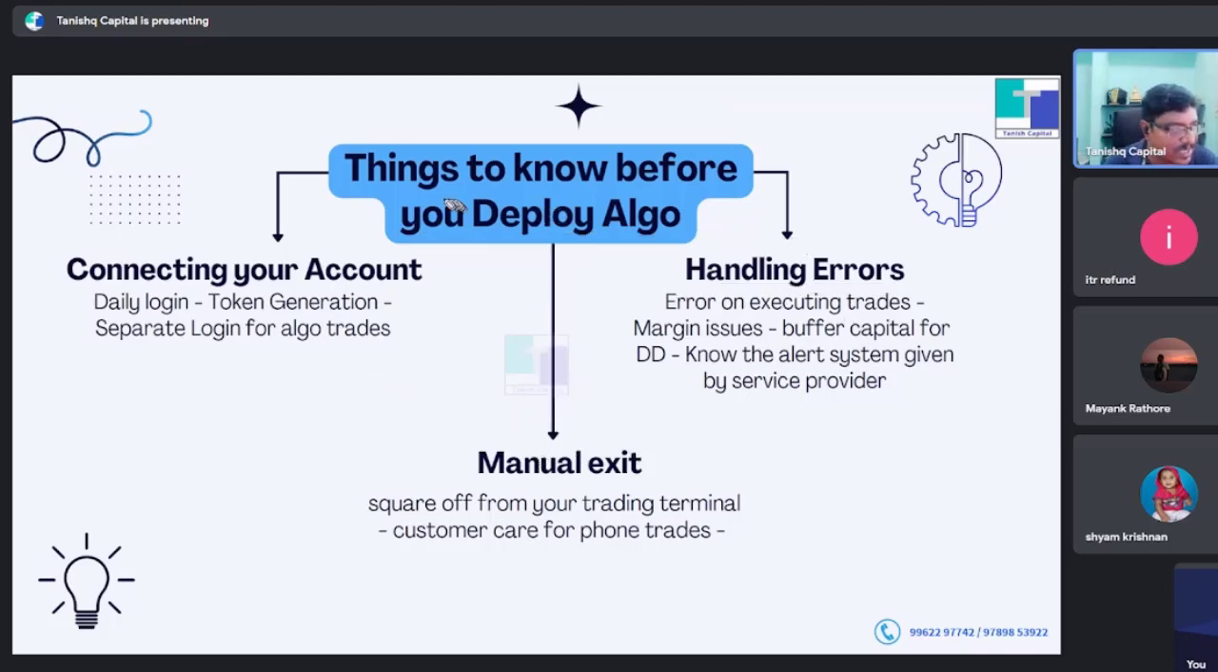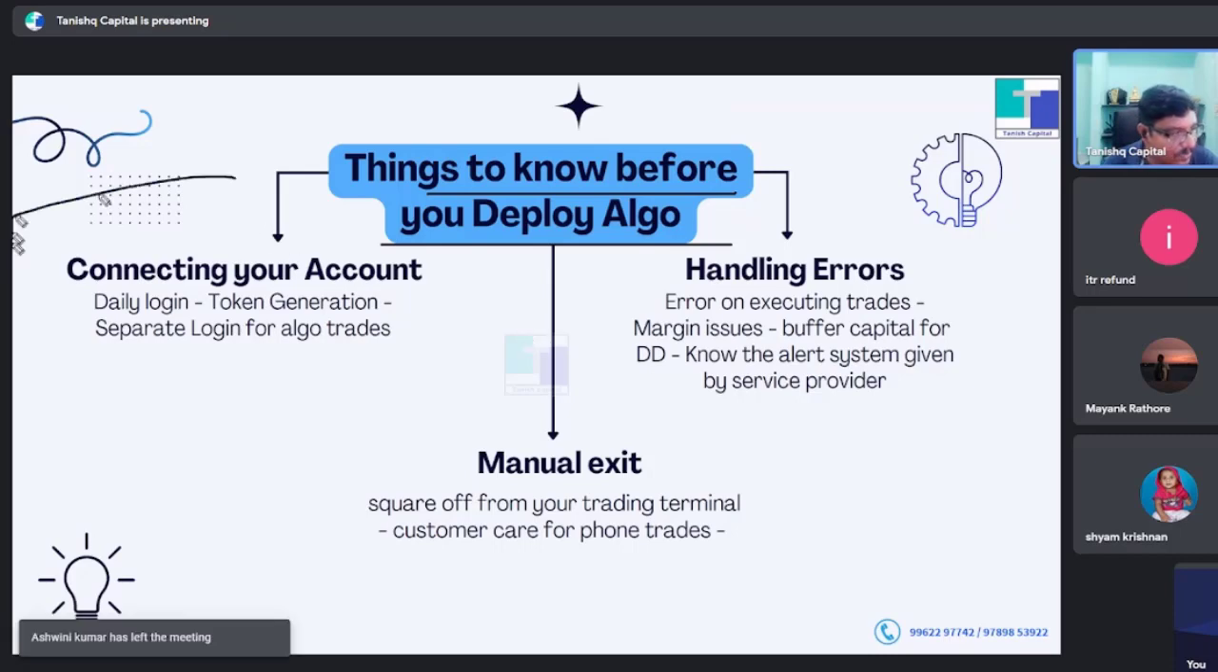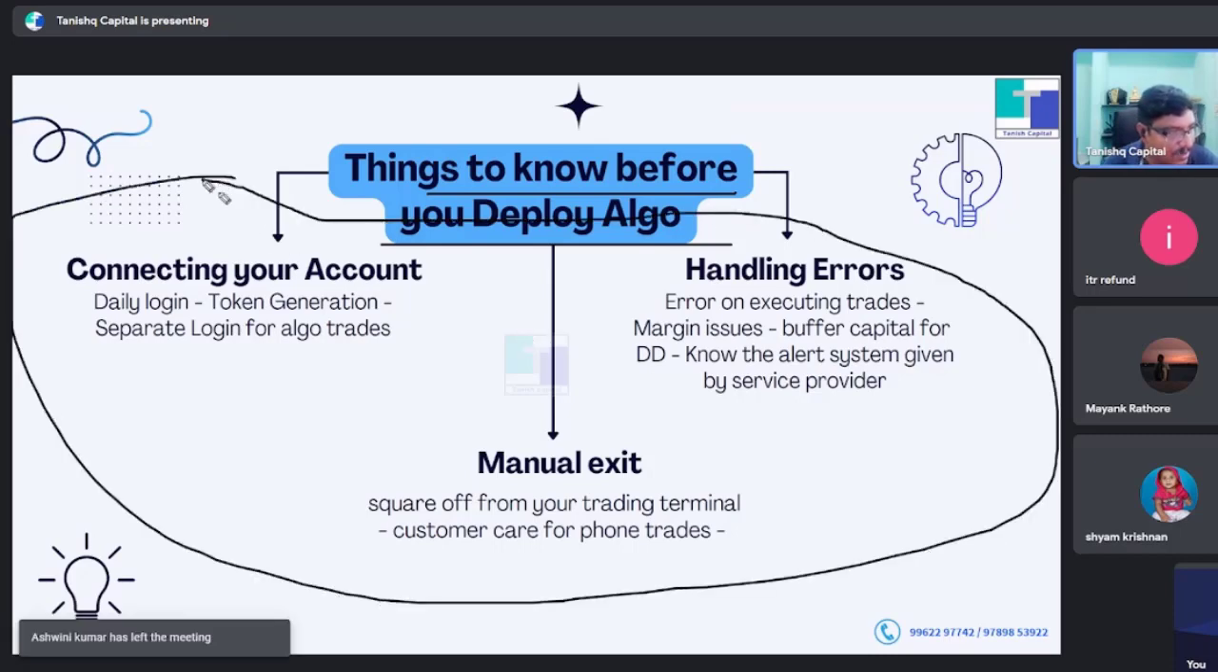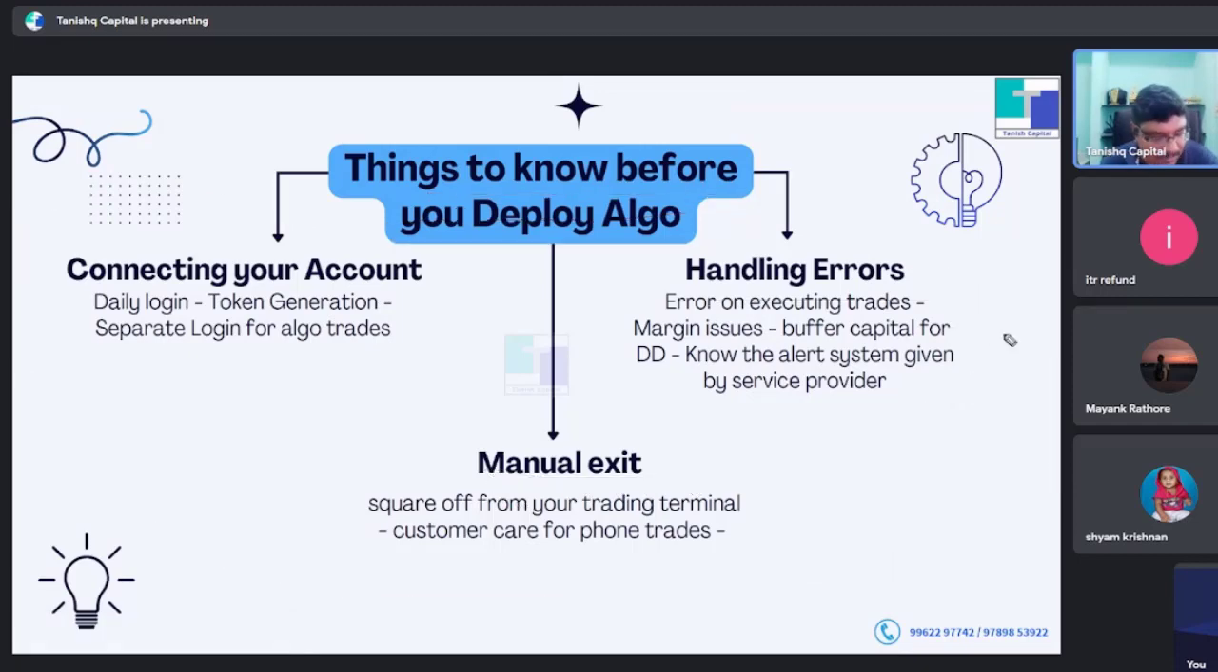So before deploying anything, please understand this, because many people claim, sir, I got a call from my sub broker saying the broker office called with algo, you don't need to spend much time, we will do everything. But how do you connect? How do you handle? How do you exit? Keep all these things in mind. Only backtest is not going to help you choose a better algo.